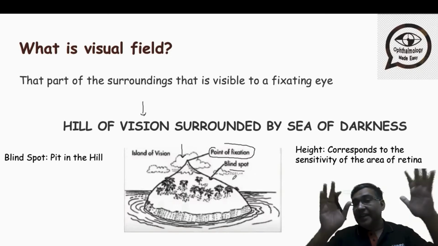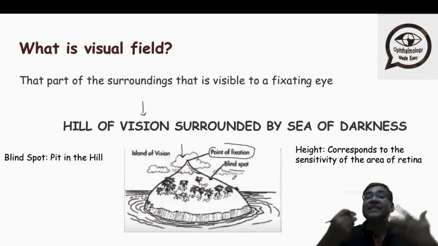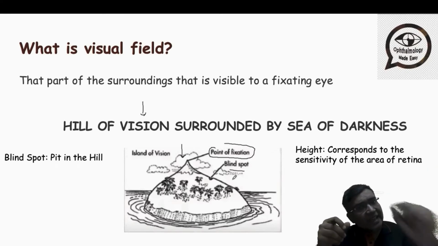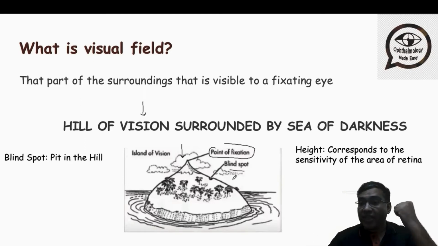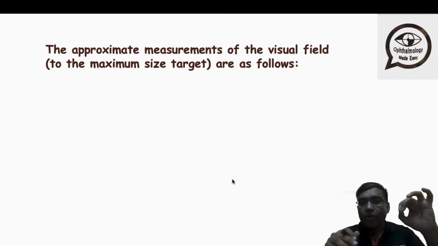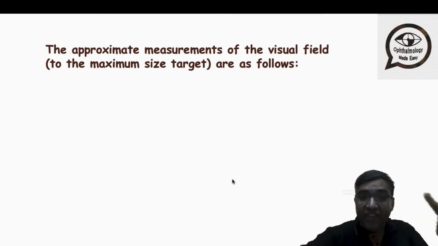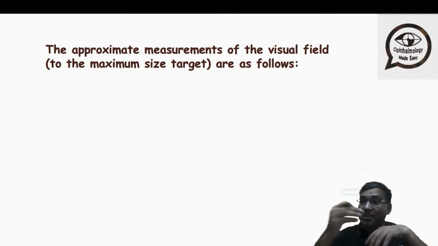Okay, so the higher the height, the higher is the sensitivity of the retina, and that is the basic point which we deal with whenever we do a visual field analysis. What that means, we would see in our further slides. Okay, so when we talk about the various measurements, where is the visual field maximum, where is the visual field minimum, what are the things that we should know?